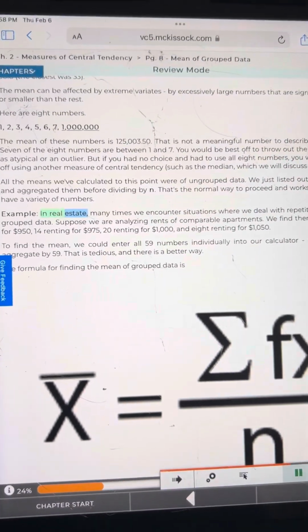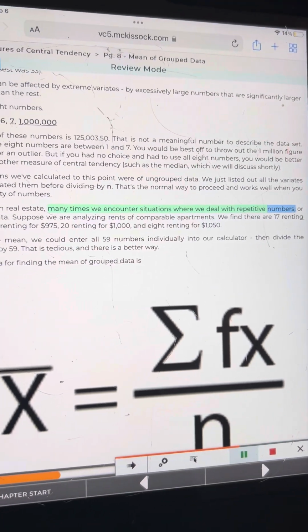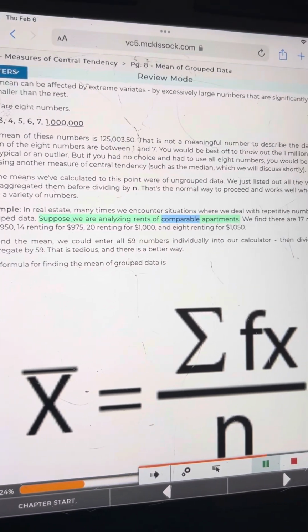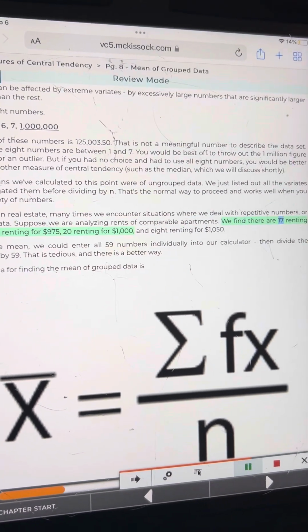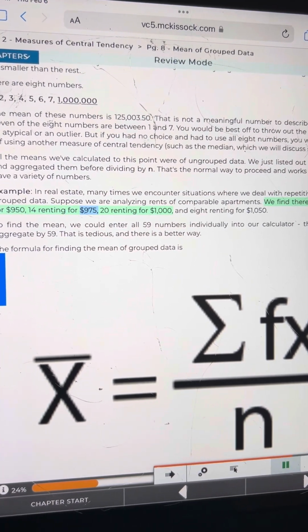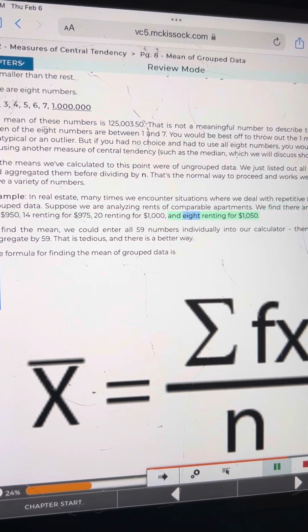In real estate, many times we encounter situations where we deal with repetitive numbers, or grouped data. Suppose we are analyzing rents of comparable apartments. We find there are 17 renting for $950, 14 renting for $975, 20 renting for $1,000, and 8 renting for $1,050.